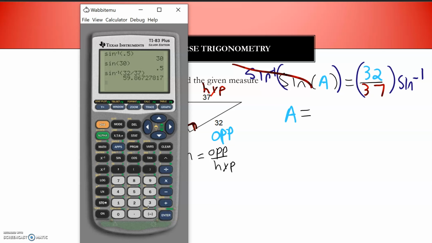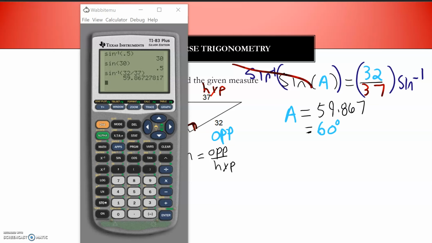And I get 59.867. Now, for rounding, many times we will round this up to 60 degrees.